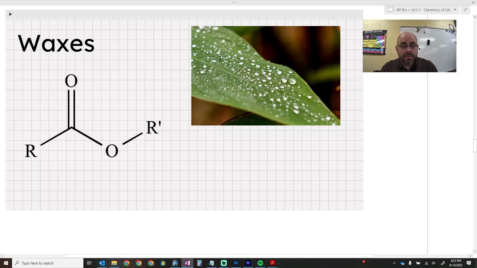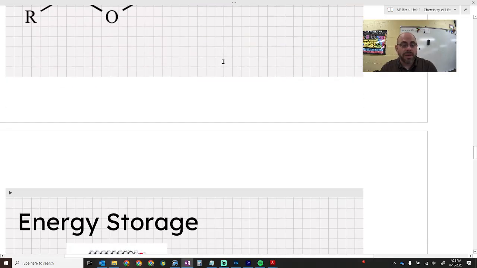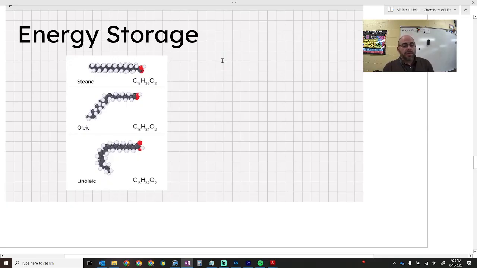Earwax is a great example of that. We don't want water in our ears. That never works out. A couple of other things to talk about with lipids.